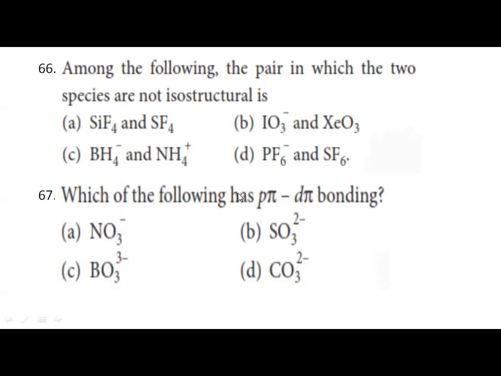Which of the following has p pi d pi bonding? Okay, p pi d pi, this question has come up most of the times. See here, when we speak about p pi d pi bonding, the correct option is SO3 2 minus. This is called the sulfite ion. What happens in the sulfite ion? In sulfite ion, the central atom sulfur is sp3 hybridized. So the electronic configuration of sulfur, I will write in the excited state.